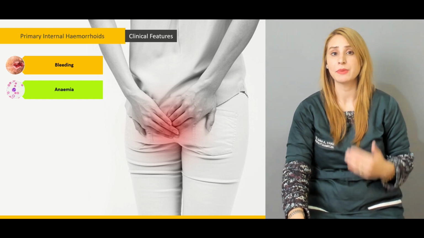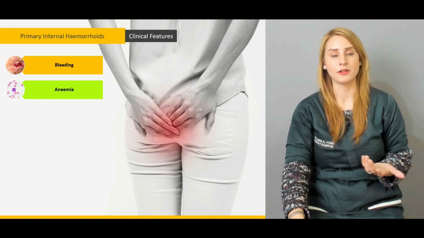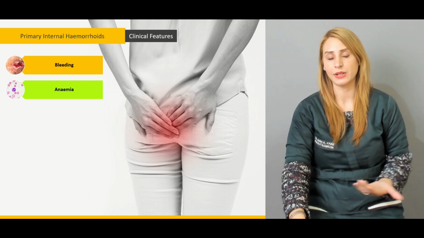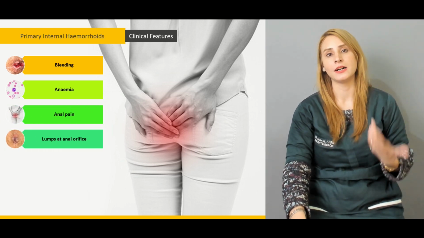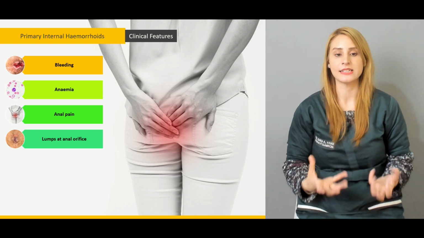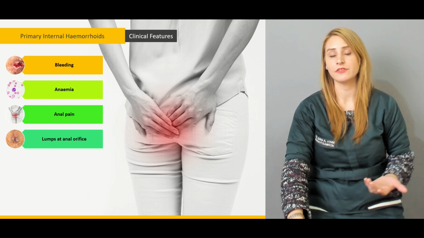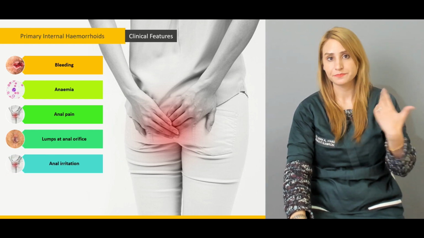So the patient can present to you with a PR bleed. The patient can be anemic, because if there's a lot of bleeding, which is occasionally present, then there would be anemia. There would be anal pain if the hemorrhoid is strangulated or thrombosed, or there can be a kind of lump at the anal orifice. You can say a kind of something coming out of the anus.